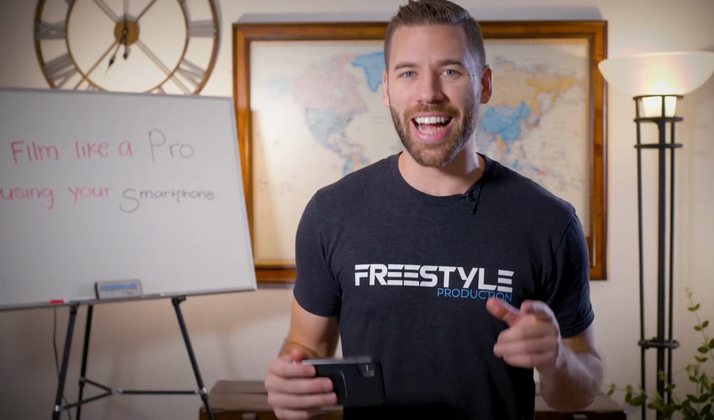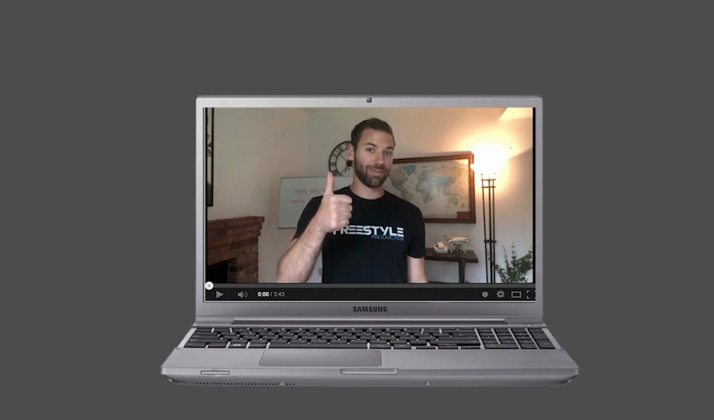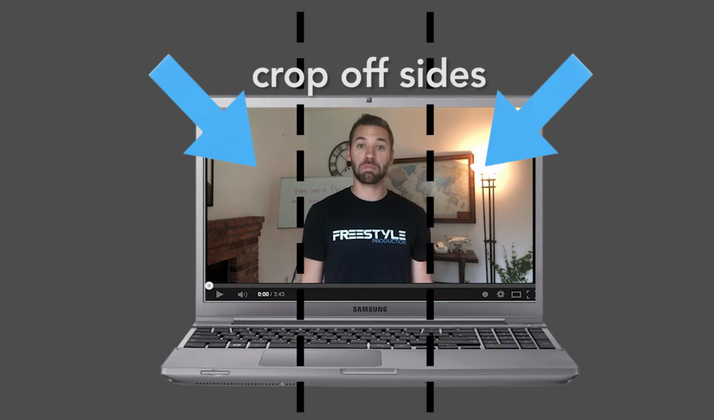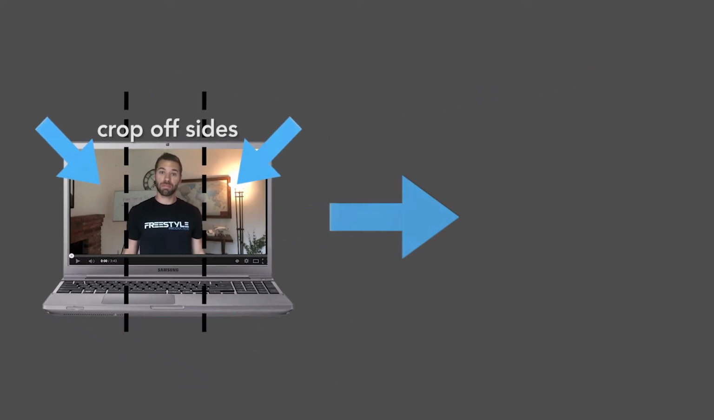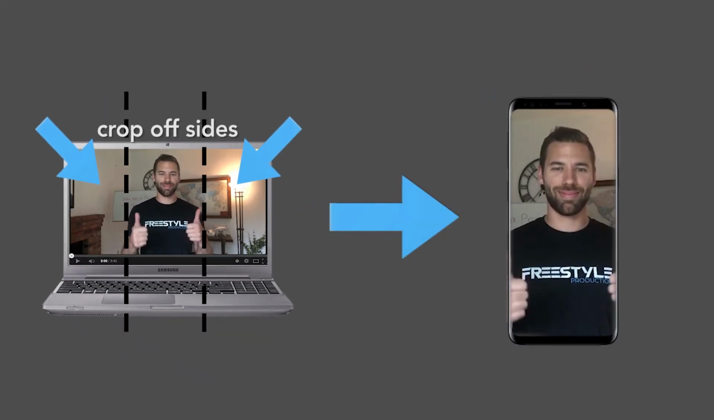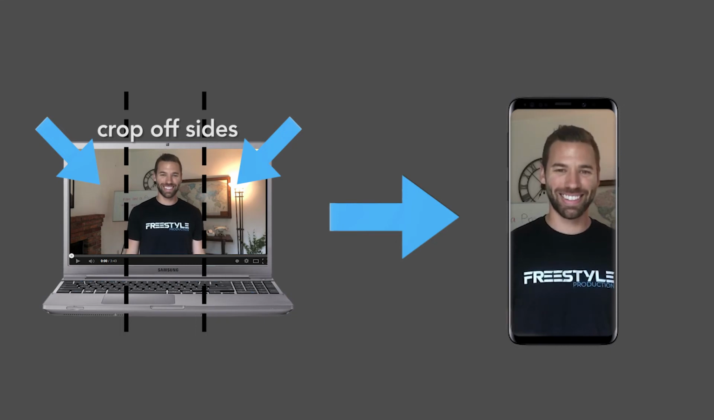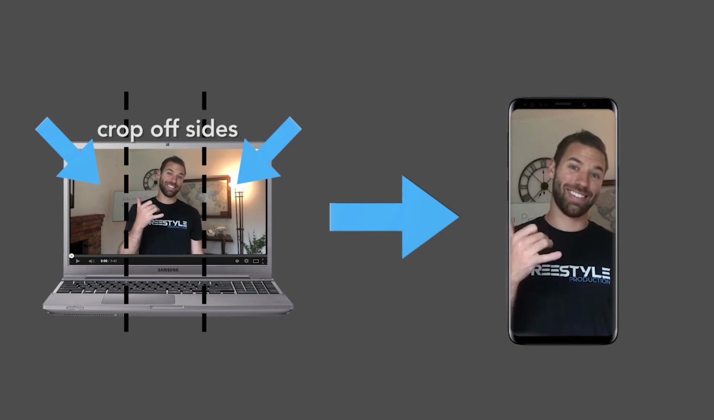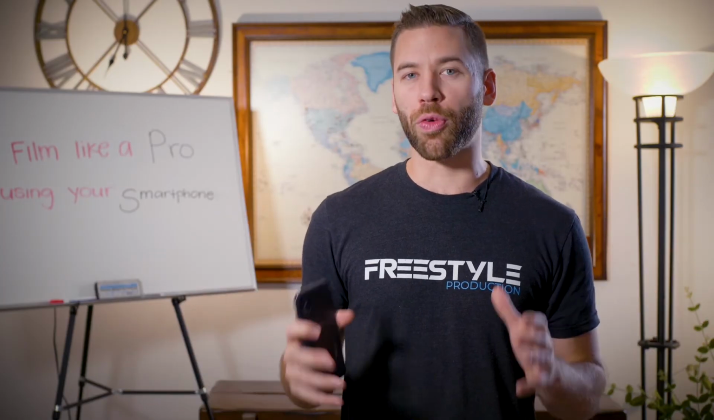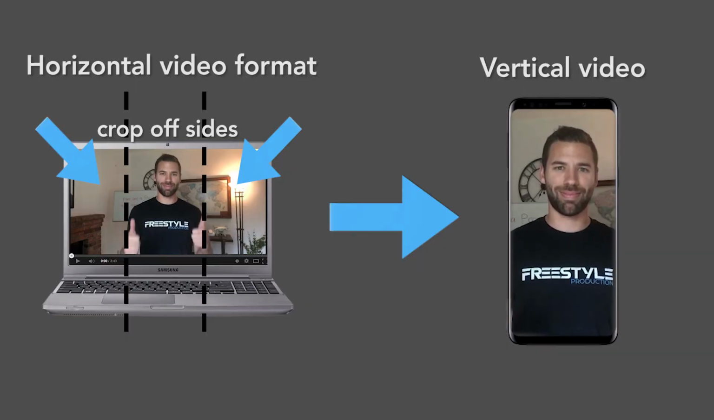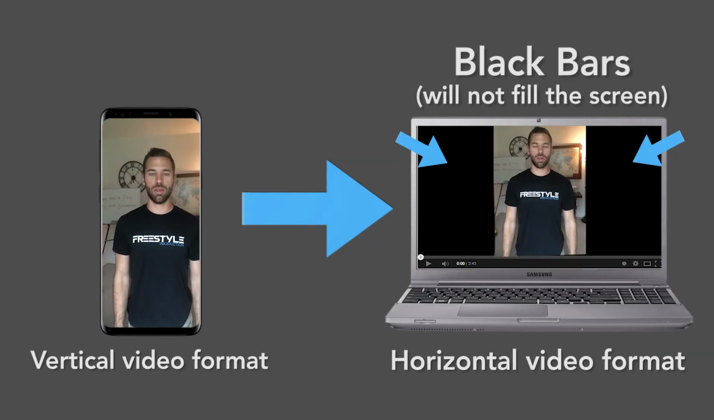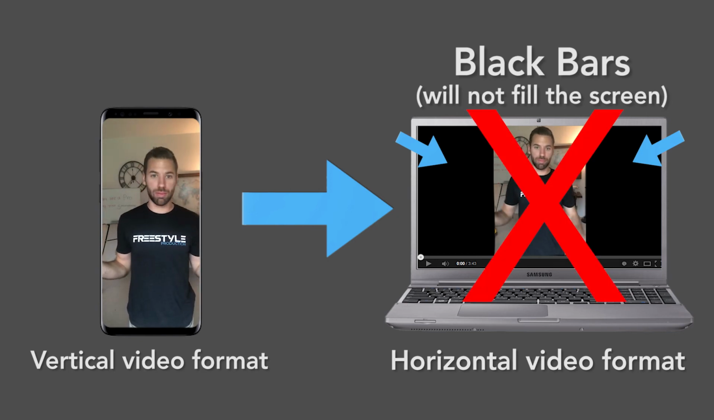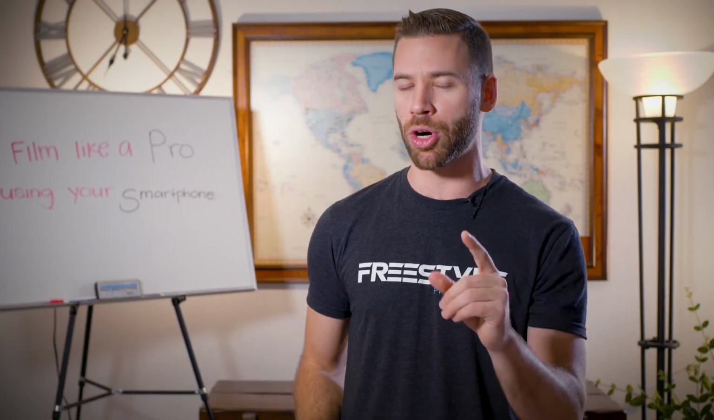Now, just a side note, if you do have an editor on your team and you film a horizontal video, that editor can take the horizontal video, crop off the sides, and make it into a vertical formatted video for your Instagram story or Instagram post. With all that said, you can repurpose a horizontal video into a vertical format, but you cannot repurpose a vertical format into a horizontal video. That is an important note to understand.